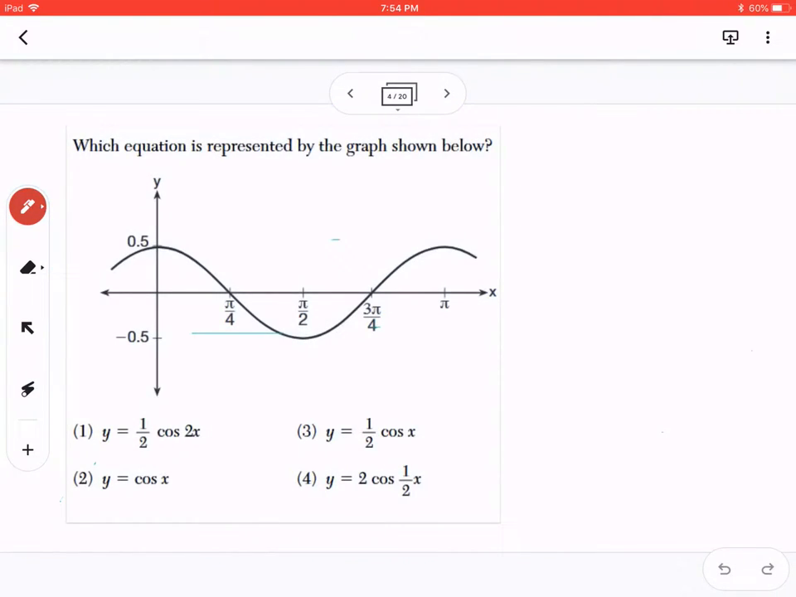Which equation is represented by the graph shown below? Our amplitude is going to be 1/2 because that's the maximum height of this function. So choice 1 and 3 are the only ones remaining. And then we're going to have to look at the period of this function.